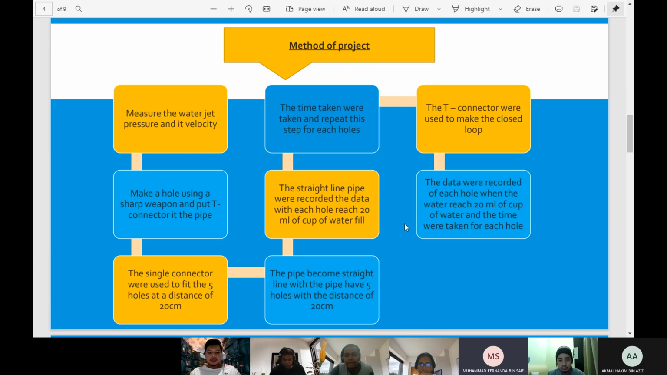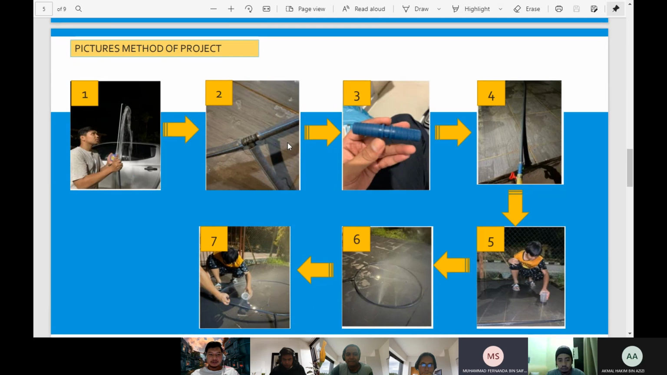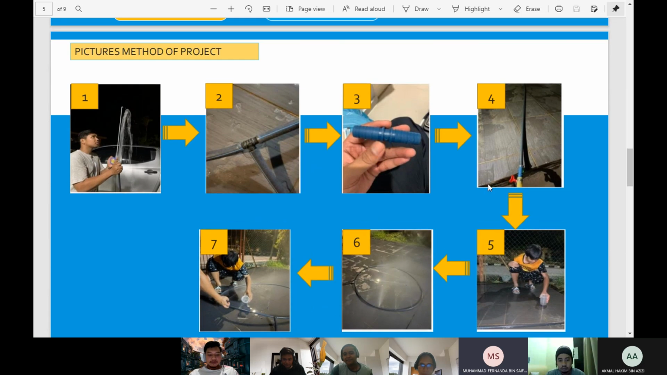So the method of the project. Can you slide to the picture, Aiman? Okay, thank you. First, we have to measure the water jet pressure and its velocity. Second, make a hole using a sharp tool and put a T connector on the pipe. And then the single connector we will use is at a distance of 20 cm. Number 4, the time taken is recorded, and repeat this step for each hole.